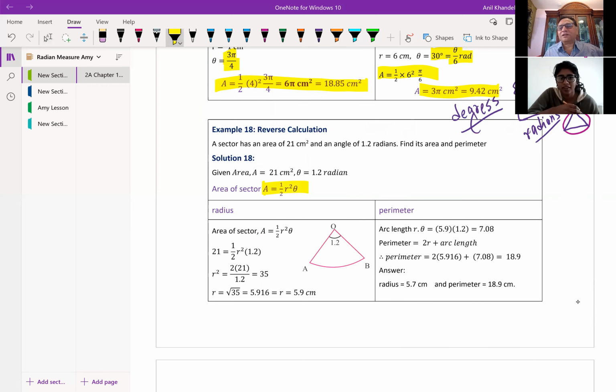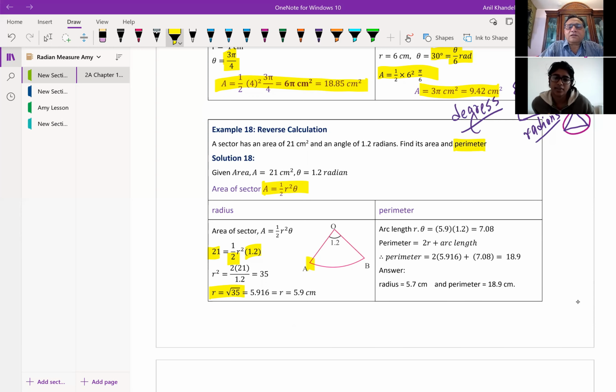Begin with the formula, correct? Then make that formula equal to the 21, and then substitute the 1.2. And then find r. It has to be positive, right? When you do a square root, it could be plus and minus, but always real values, positive length, right? So you get the value of r. Once you get the value of r, you can find the perimeter, correct?